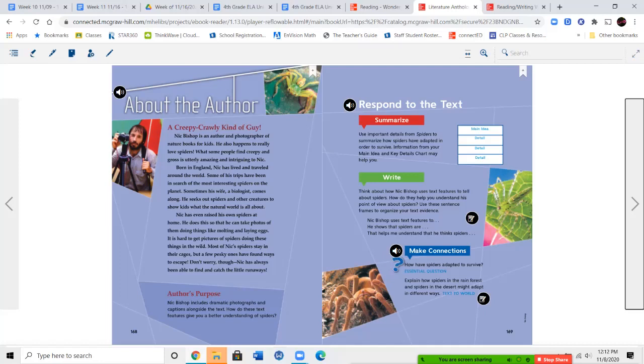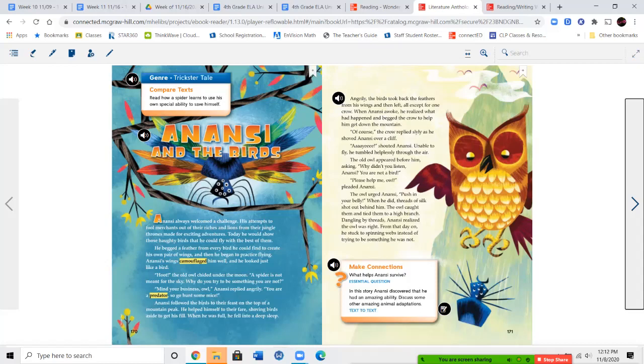All right, so that takes us to the end of our reading about spiders. We're also going to read a trickster tale about a spider called Anansi.